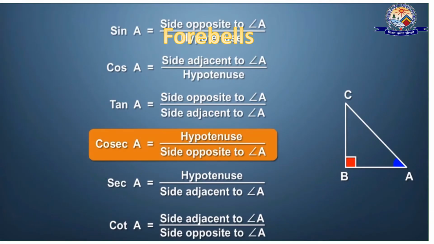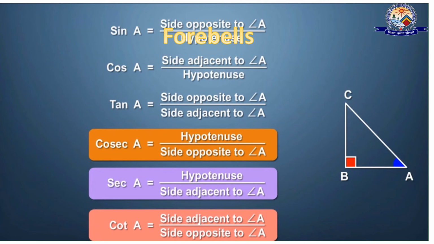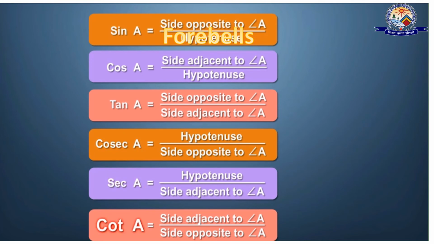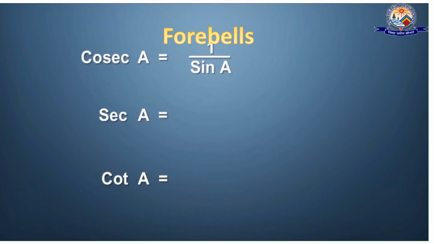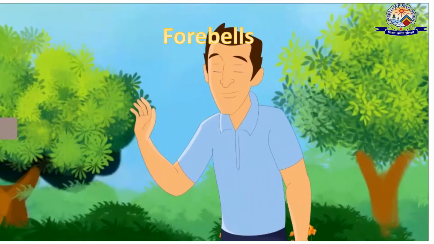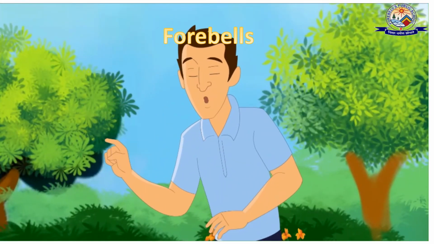Uncle John, the last 3 ratios are the reciprocal of the first 3 ratios. Yes, Sarah. The last three ratios, namely cosec A, sec A and cot A, are the reciprocal of sin A, cos A and tan A respectively. Can you relate sin, cos and tan by any relation?